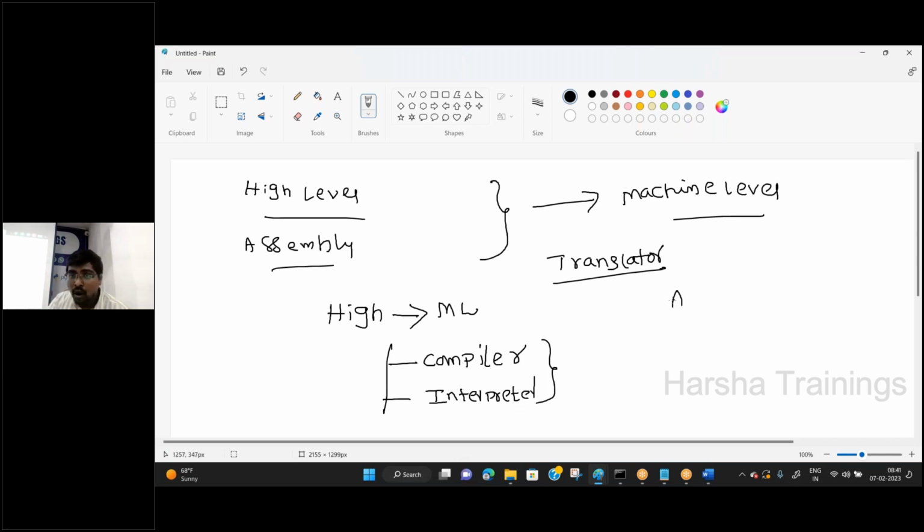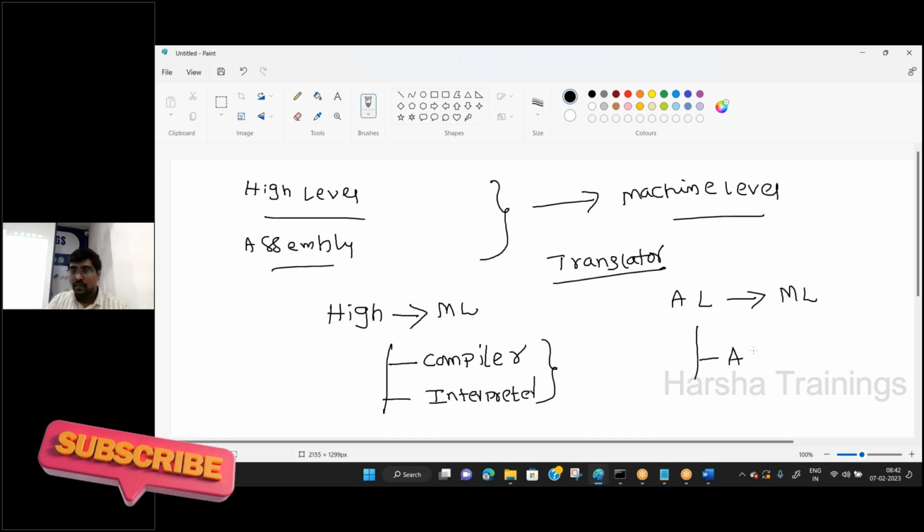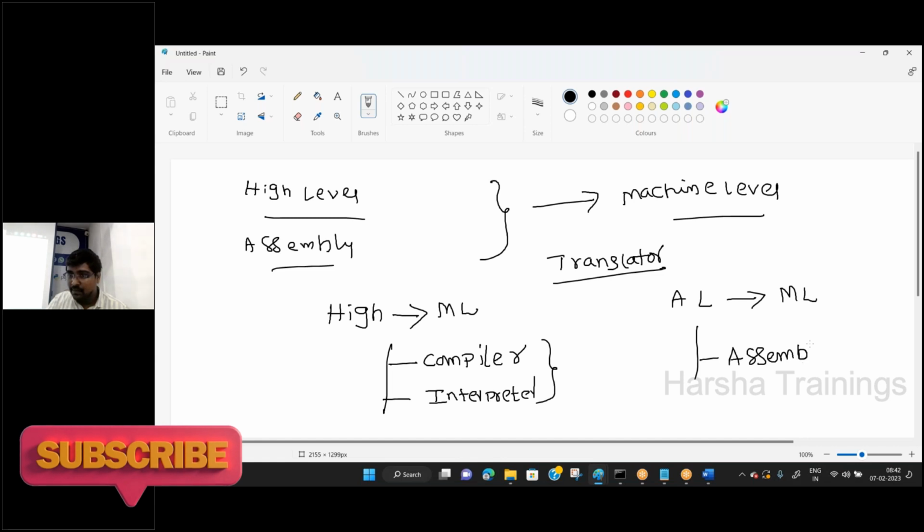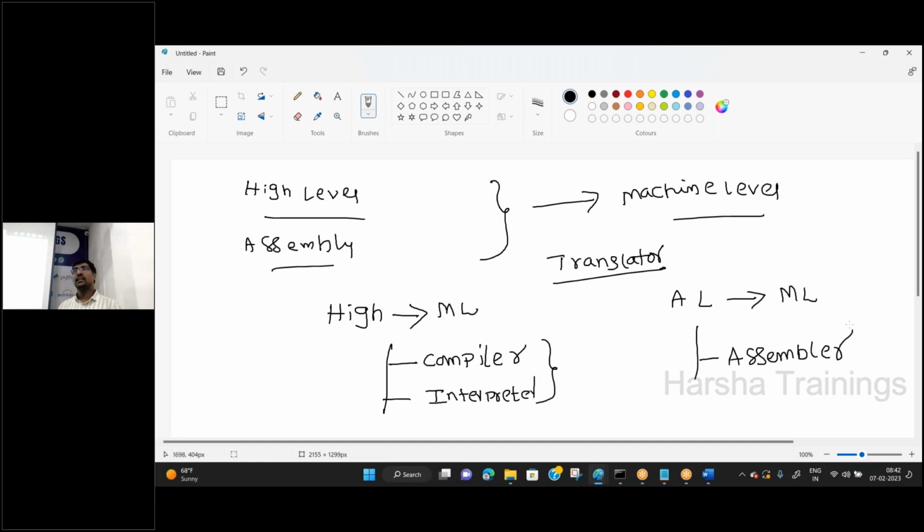Again, if you want to convert assembly level language into machine level language, only one translator exists right now. That translator's name is assembler. Okay. Now, what is assembler? My question is, what is assembler?